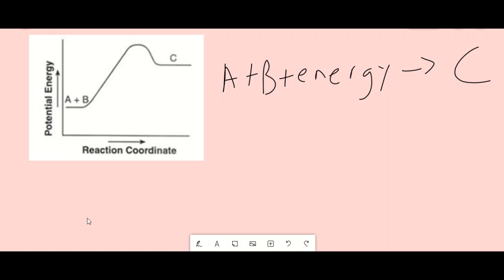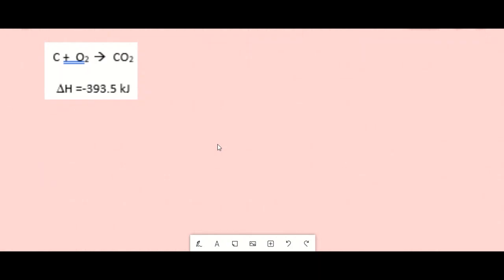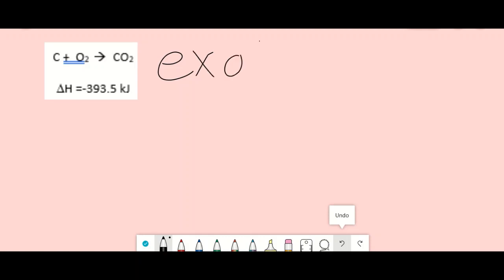So now we're going to look at two different scenarios with just equations. In this first one right here, you can see it shows carbon and oxygen combining to form carbon dioxide. The delta H in this case is negative 393.5 kilojoules. Since you see it's negative, you know automatically that it's going to be an exothermic reaction. This means that energy is being released, and that's why it's negative. So the potential energy diagram would have the products lower than the reactants.